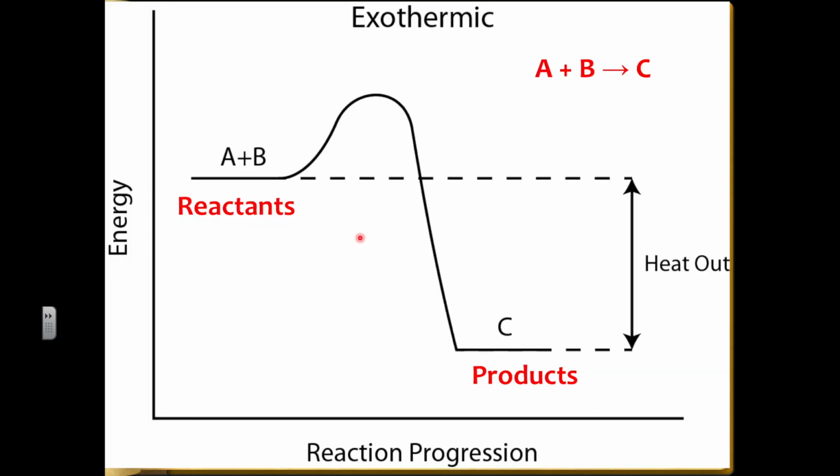Now, for an exothermic reaction, in graph form, the reactants are over here and the products are over here, and you really just need to know these two positions. Don't worry about the hump in the middle right now. So we just need to know that the products have less energy than the reactants. That's because heat came out of the system, all right? And so the products have less heat, or they have less energy.